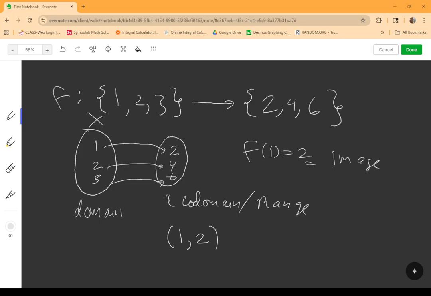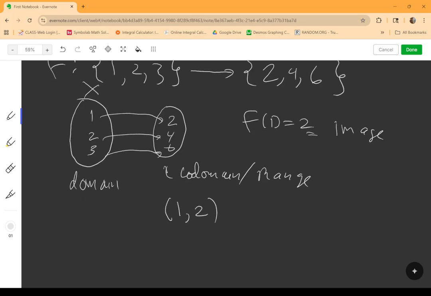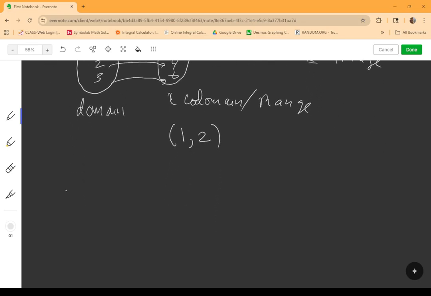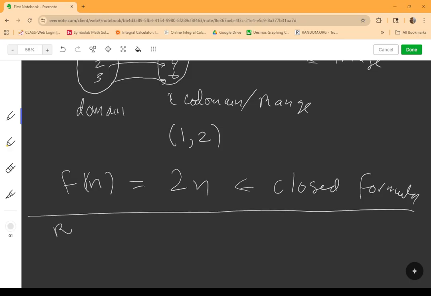Now, building off of that, functions can come in two different ways. We can either have a closed formula, where we simply need to know which value in our domain gives us the image, or a value in the range. This is called a closed formula. We also have something called a recursive formula.